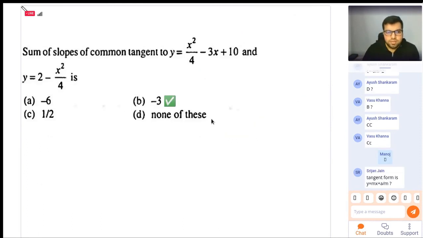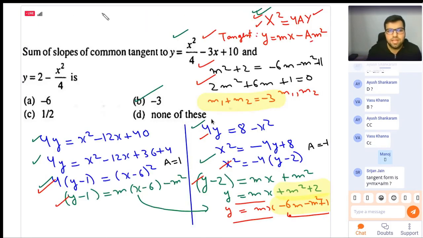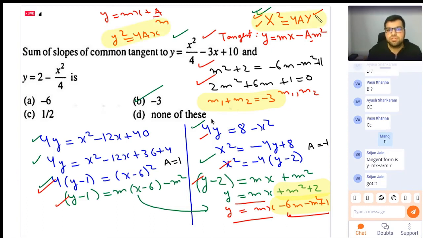No, no. So Srijan, y is equal to mx plus a by m corresponds to y square equals 4ax. So this is corresponding to y square equals 4x. But here I am talking about x square equals 4ay. So for this particular parabola, the tangent is this. Got it? Great. So, standard questions, you should be able to do.